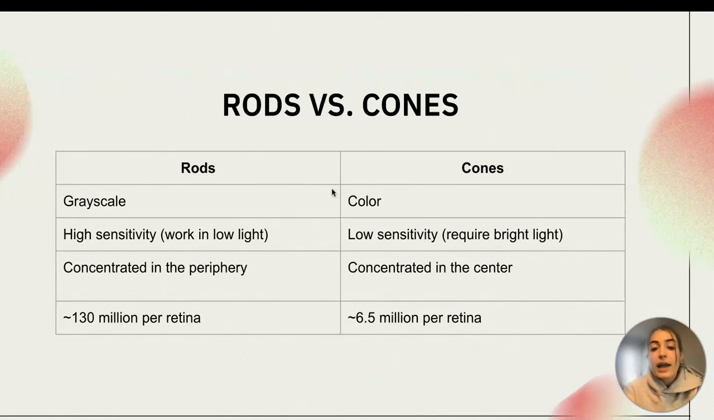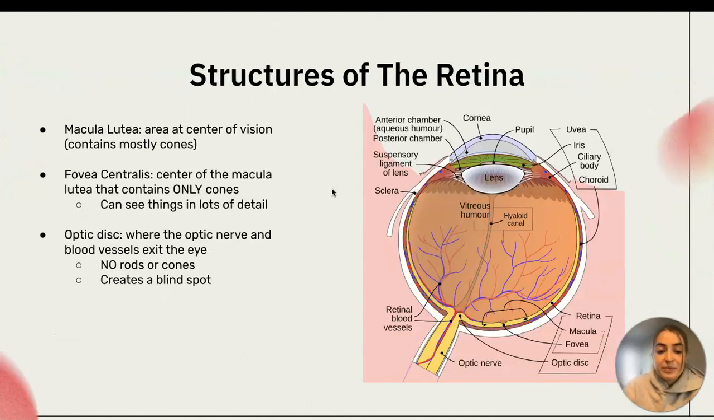A lot. And then our cones, on the other hand, provide color vision. They have low sensitivity, meaning that they require bright light in order to sense anything. They are also concentrated in the center of the eye, and there are about 6.5 million cones per retina. As you can tell, there are many more rods than cones in the human eye.